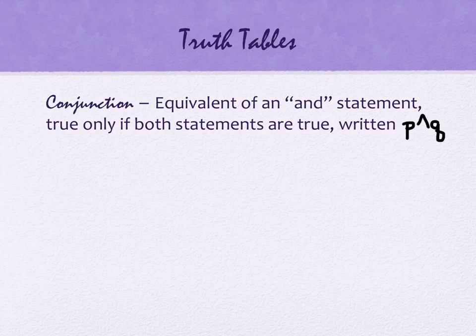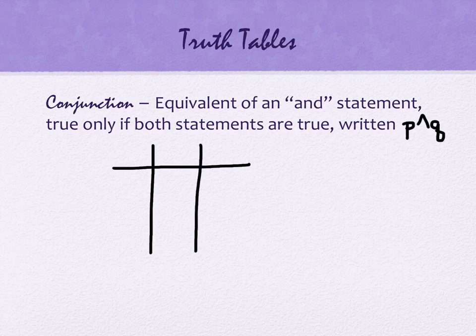Okay, so we've got P and we've got Q, and they're joined with this connective that's called a conjunction. It's equivalent to the word and. So the first thing we're going to do on this one then is we're going to create what the truth table looks like. Okay, we're going to create three columns in our truth table. The first column is going to be the statement P. The second column is the statement Q. And the third column is the statement P and Q.